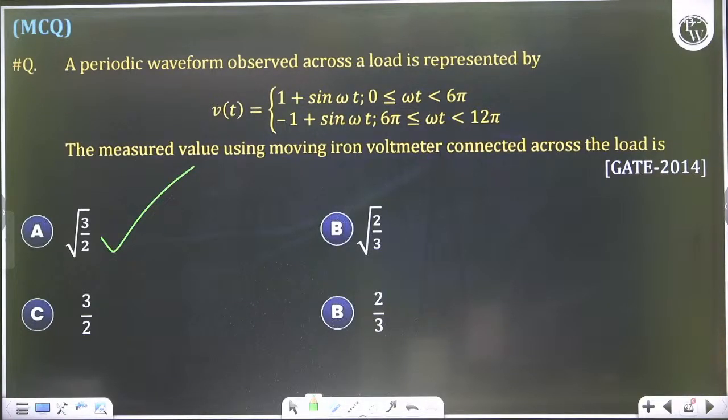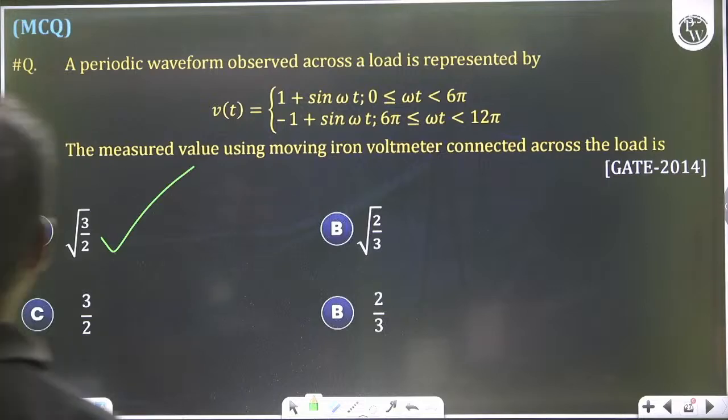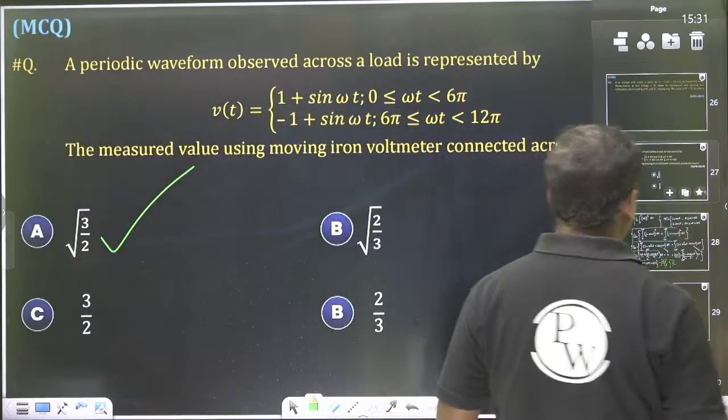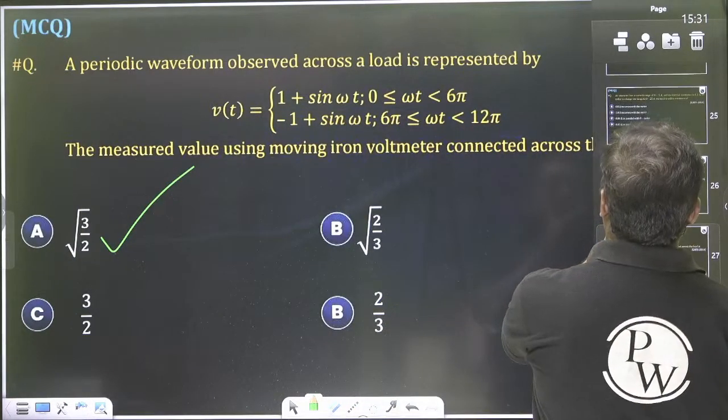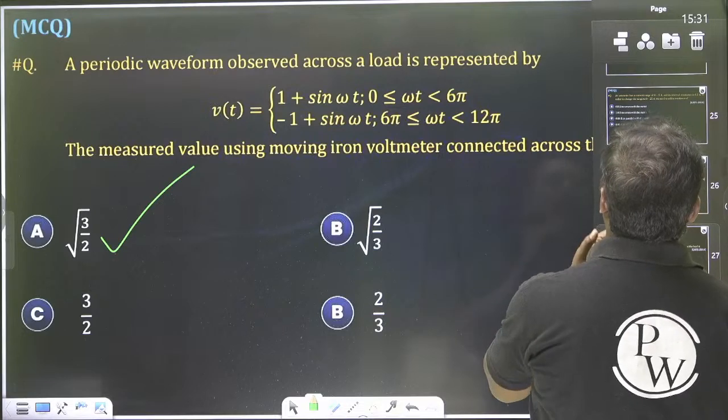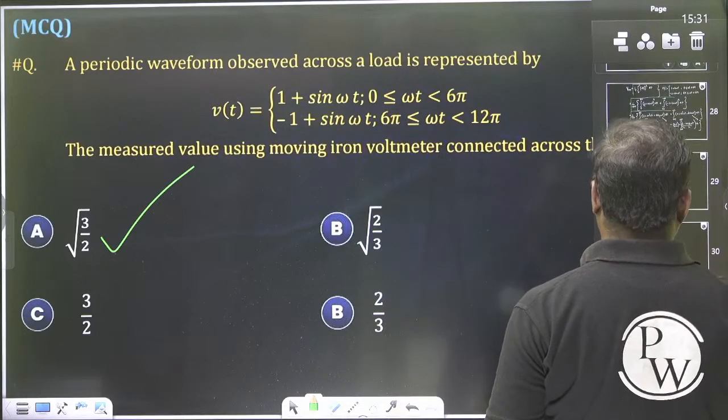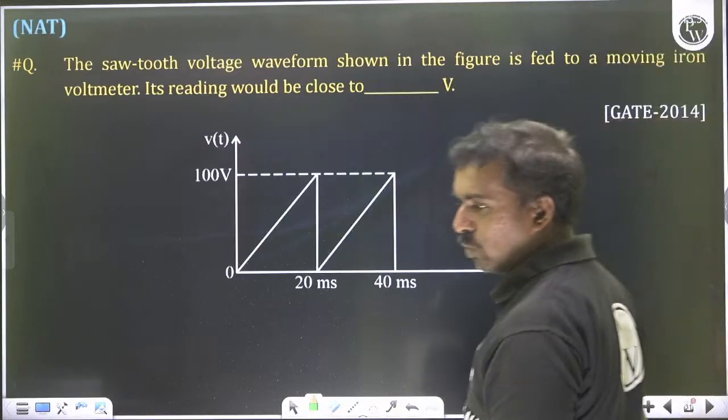Okay, so let us go for the next question. What is the answer for this question? It is a GATE 2014 question.